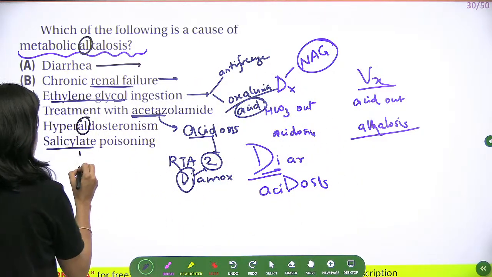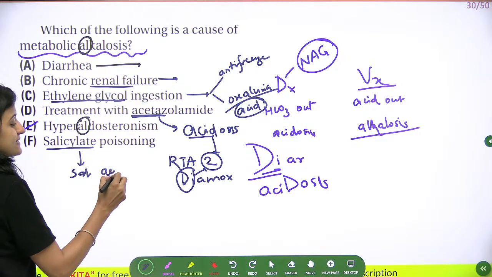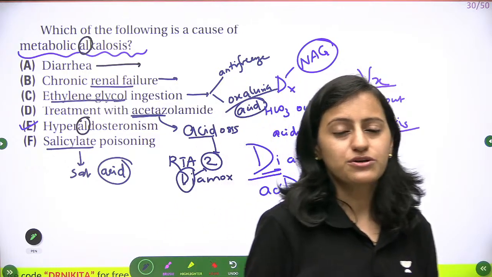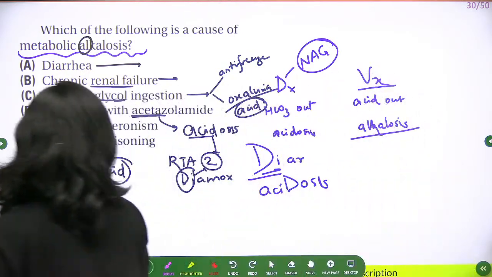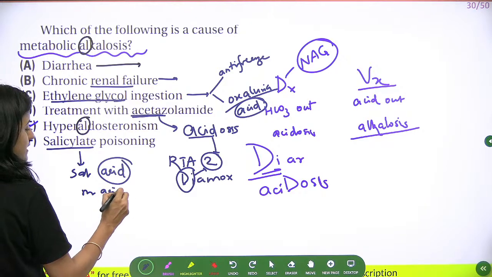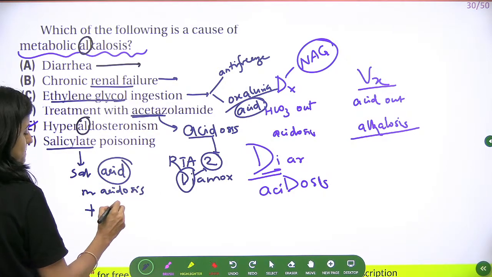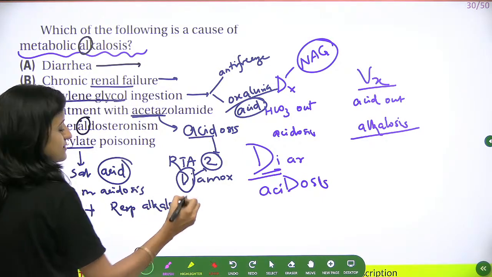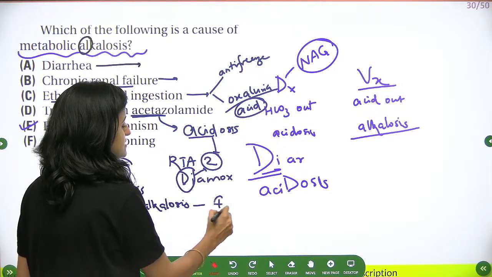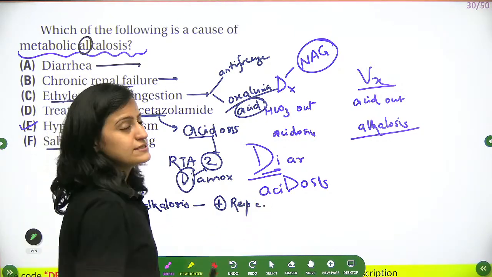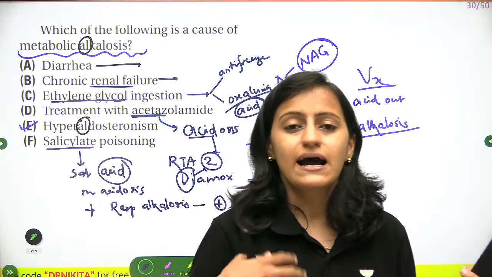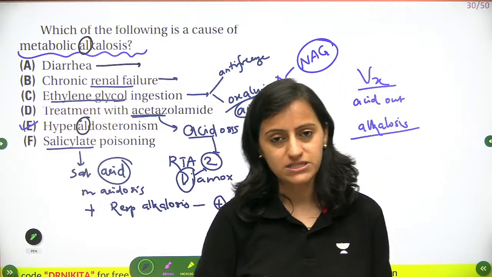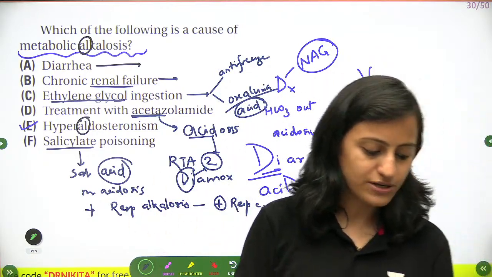Next one, salicylate poisoning. Salicylate is your salicylic acid. So the patient is taking acid, and it causes metabolic acidosis. But along with that, it causes respiratory alkalosis. Why? Because it stimulates your respiratory center, so it causes hyperventilation. Hyperventilation, CO2 going down, so the pH goes up. Respiratory is opposite, so it is your respiratory alkalosis.